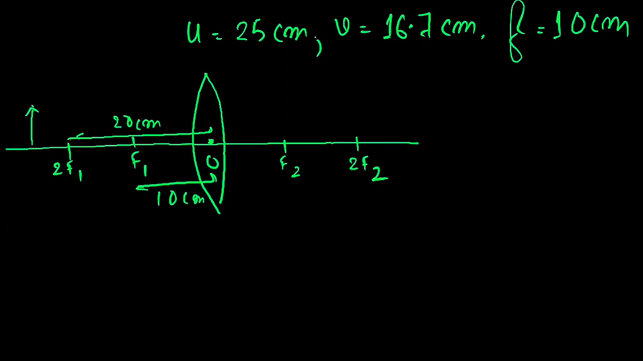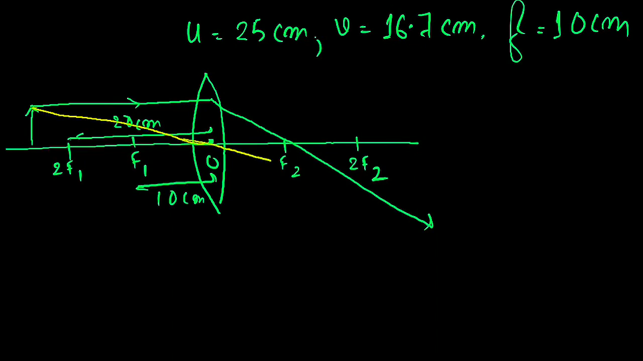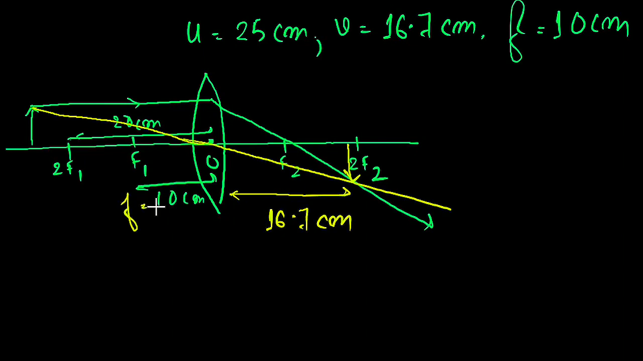Okay, we'll check that. First, I will draw the incident ray. This is the incident ray. After the incident, the refracted ray will pass through the focus like that. Okay, with a different color, I will draw the next ray. The next ray will directly pass through the optical center and it will move like that. Between F2 and twice F2, the image is actually formed, right? So what should be the distance? It will be almost 16.7 centimeter. Okay, this is the focal length, this is the u, and this is the v.